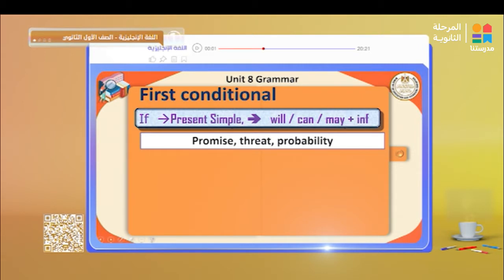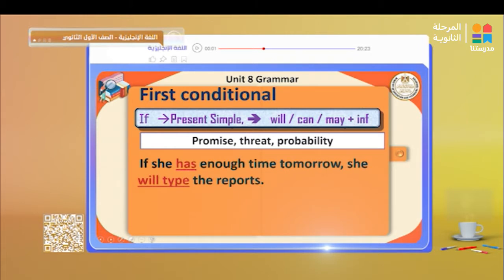Let's look at some examples. If she has enough time tomorrow, she will type the report. So here I'm not talking about a fact, I'm talking about something that will happen in the future. If she finds the time, she will do that. We use the present simple in the first clause, and in the second clause we use will. It means that something is probable or something is certain to happen in the future.